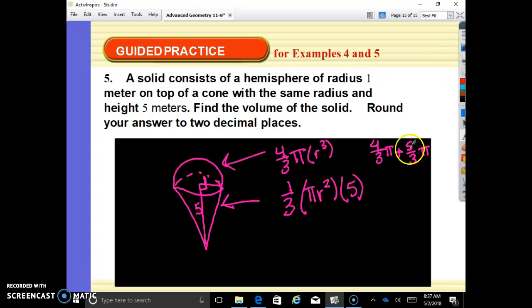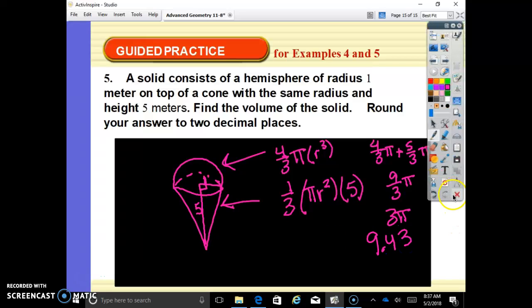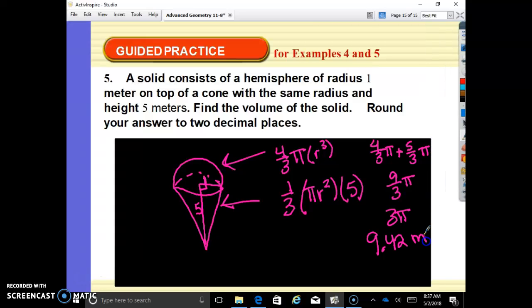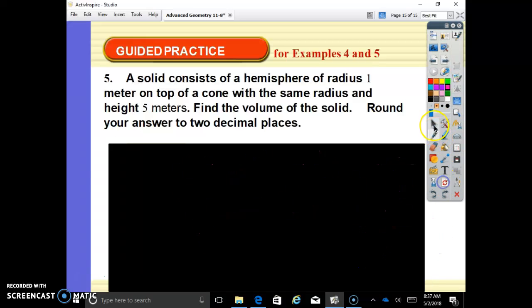4/3 plus 5/3 is 9/3 pi, which is 3 pi, and 3 pi is 9.42, and this one is in meters, volume is cubed, 9.42 meters cubed.